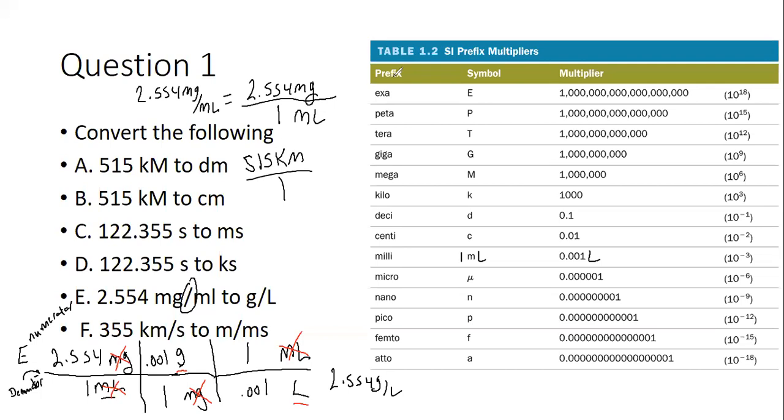And for F, going from kilometers a second to meters per second, you can follow the same logic. I'm not going to write it all out because I'm going to move on. But if you were to do that calculation, it's the same, 355 meters per millisecond.